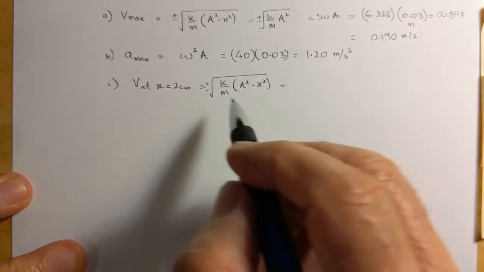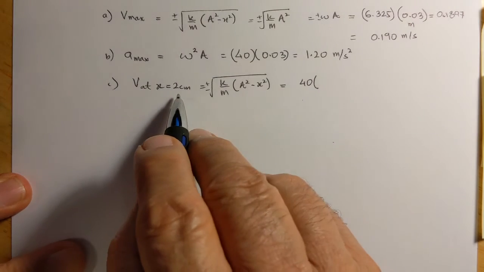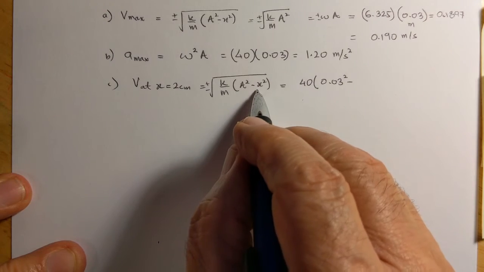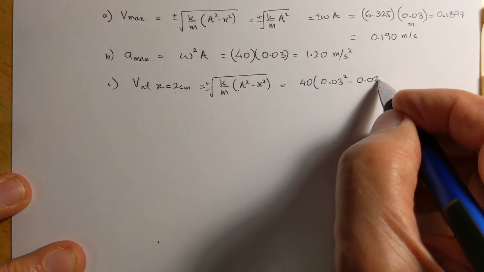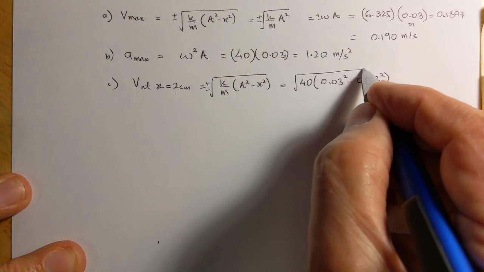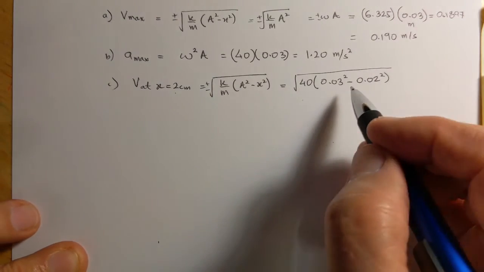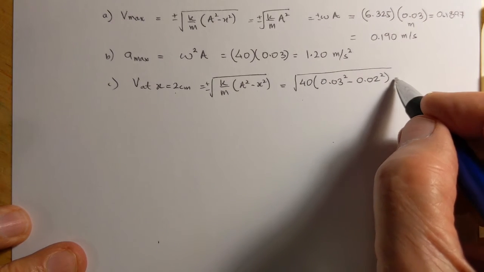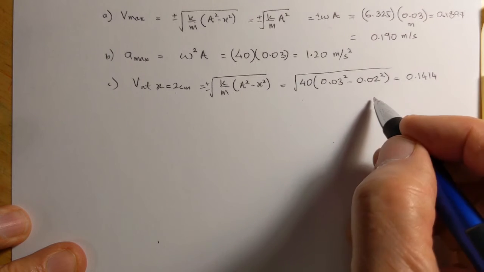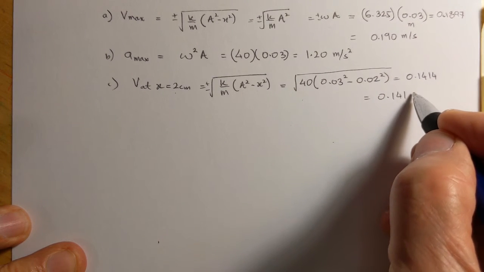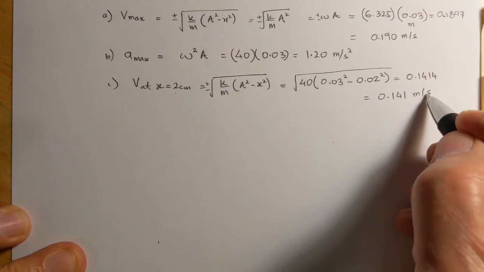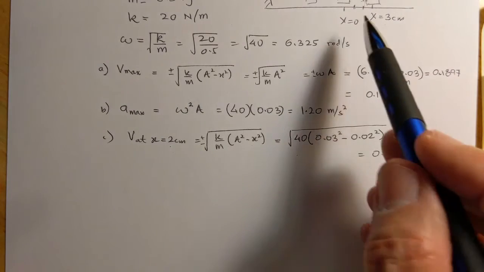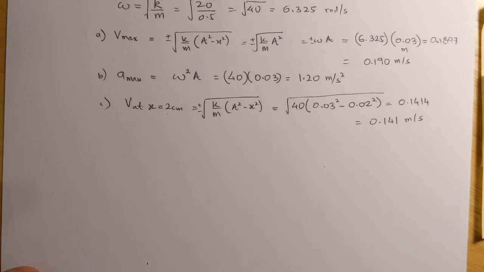So k over m is 40 and a is 0.03 square and x is 2 centimeters, 0.02 square. Take care that you don't take a minus x whole square. This is a square minus x square, and when we solve that we get 0.1414, which we round to 0.141, and that's the speed, in meters per second. So at this point it has 0.14, and at the middle it becomes 0.19.